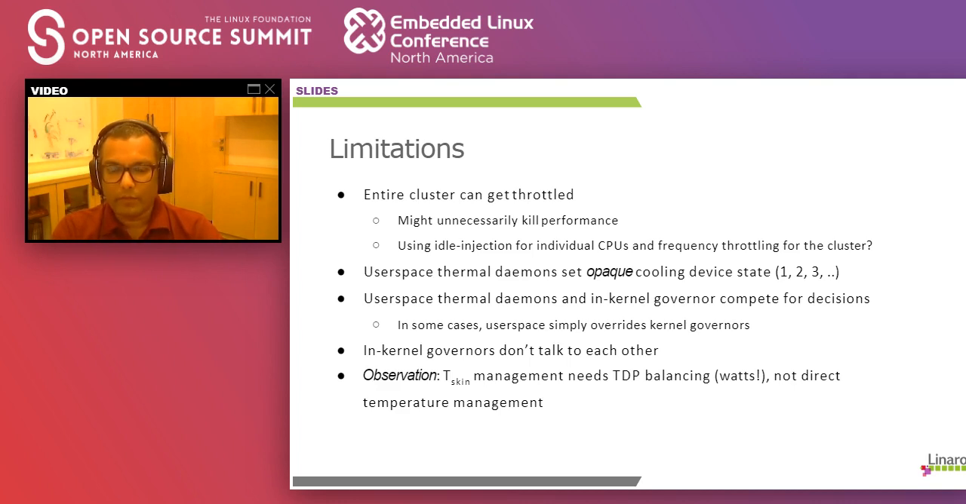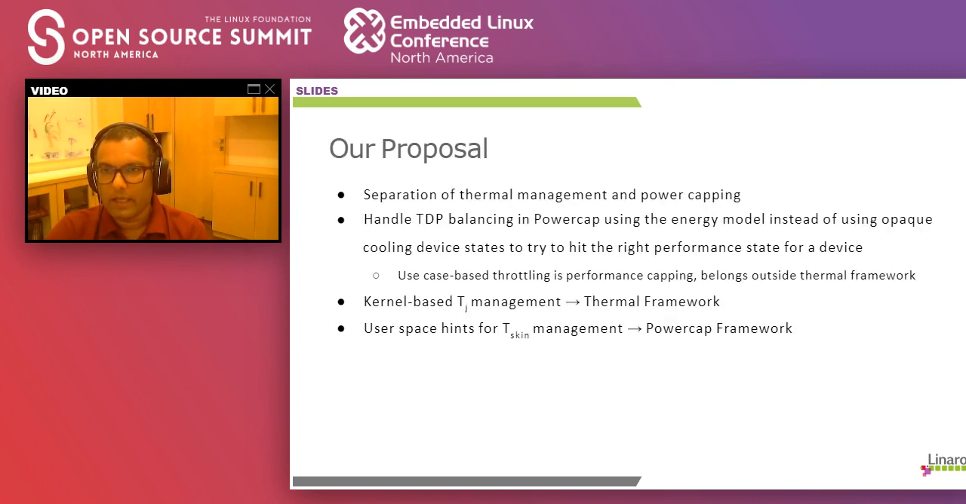So this is the key observation that we are taking into our proposal. What we are proposing is very simple. We are saying that we should separate thermal management from power capping. What is power capping? Power capping is essentially a use case based throttling to hit certain TDP numbers. So any kind of TDP balancing is basically capping power of an IP block.